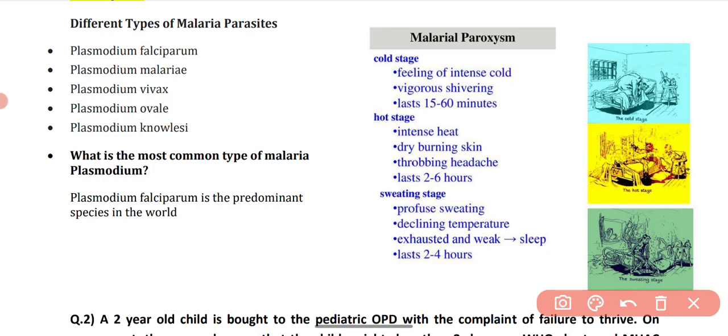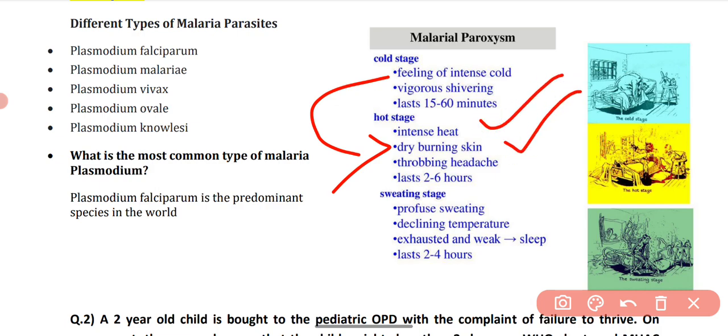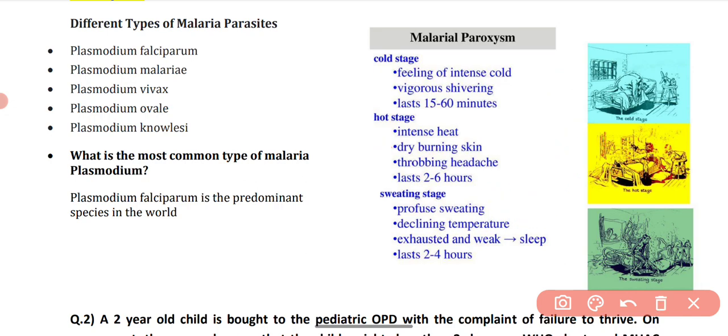And second, followed by the cold stage, the hot stage will be there, where the person will experience intense heat, dry burning skin, throbbing headache, and it lasts for 2 to 6 hours. So the cold stage lasts for 15 to 60 minutes, and the hot stage lasts for 2 to 6 hours. And the last one is the sweating stage. Here profuse sweating will be there and the temperature will decline. Obviously if there is sweating, the temperature will decrease, and the person will be exhausted and weak. It lasts for 2 to 4 hours.